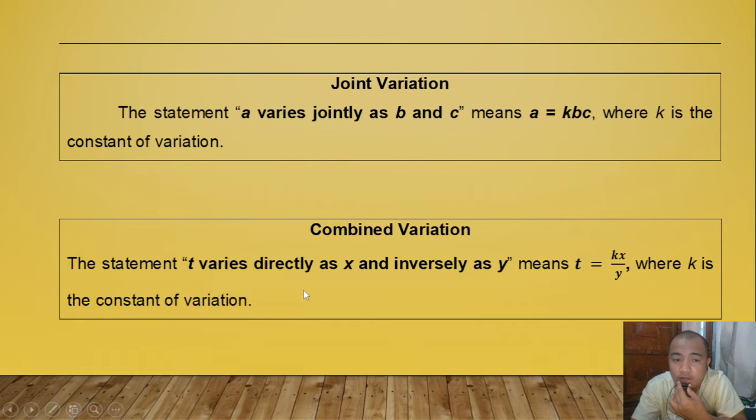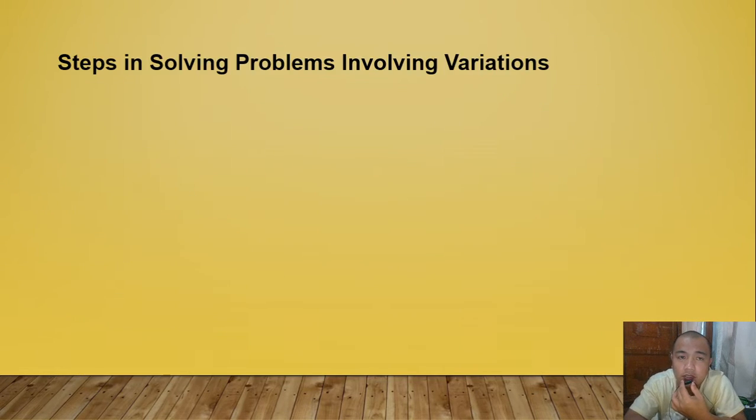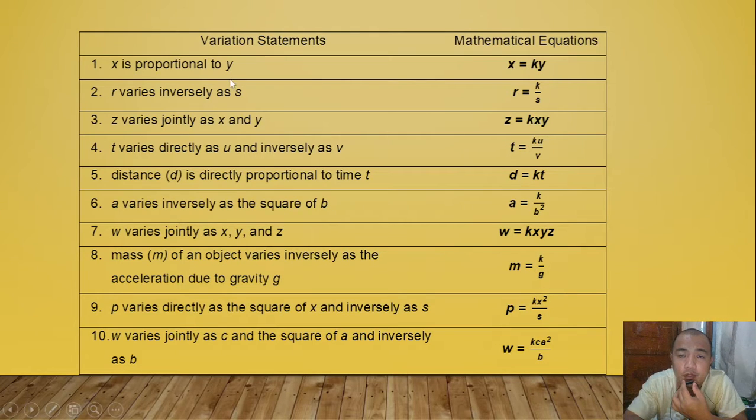the constant of variation. Now let us learn how to translate variation statements into mathematical equations and vice versa. Take note of the terms used such as varies directly as, is directly proportional to, varies inversely as, or varies jointly as. So if x is proportional to y, that means this is direct variation, so x equals ky. R varies inversely as s, r equals k over s. This will be our mathematical equation. Z varies jointly as x and y, z equals kxy. T varies directly as u and inversely as v, t equals ku over v. Distance d is directly proportional to time t, d equals kt.